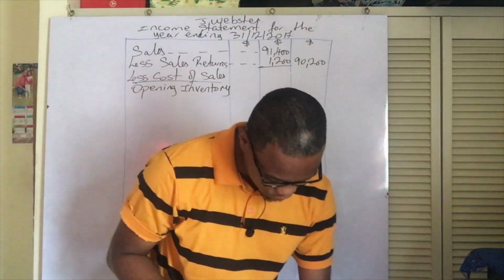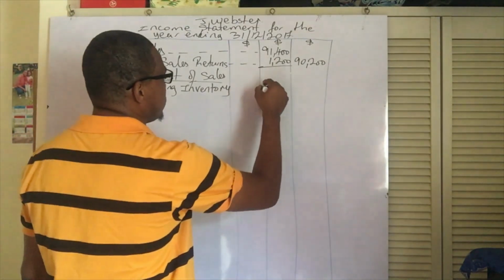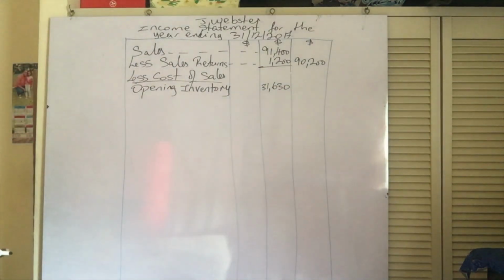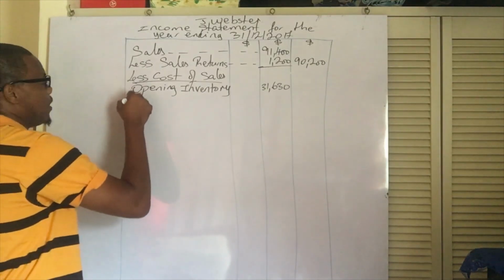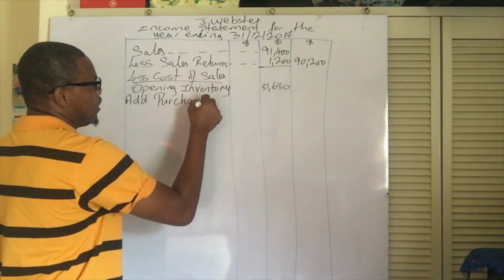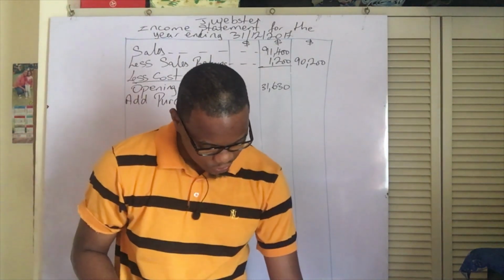Our opening inventory, right, is 31,630. Always put it in the middle column. I tell my students that the opening stock always goes in the middle column. Then we add purchases. Now, even before you write the purchases figure, you have to check if the purchases amount is to be adjusted.